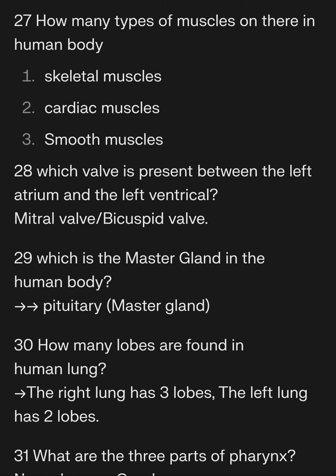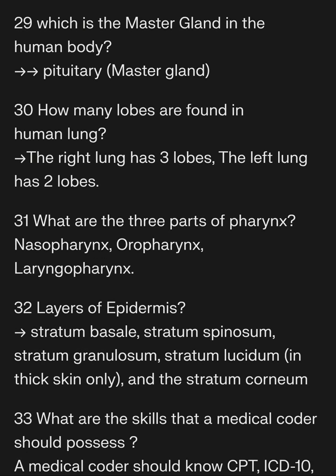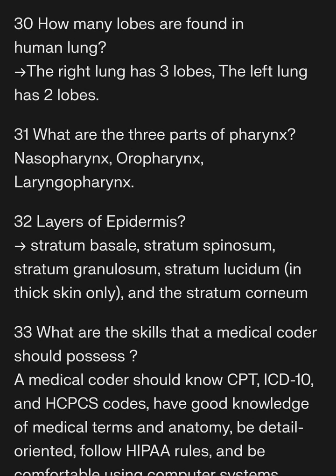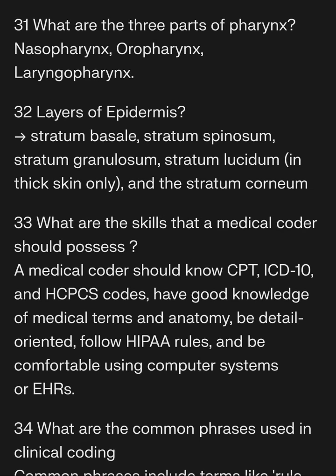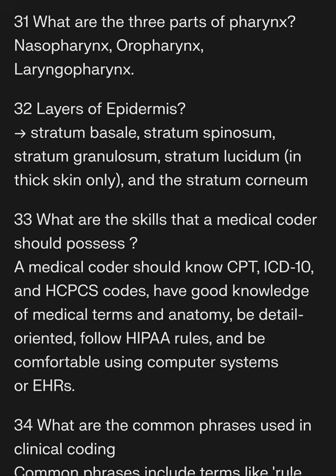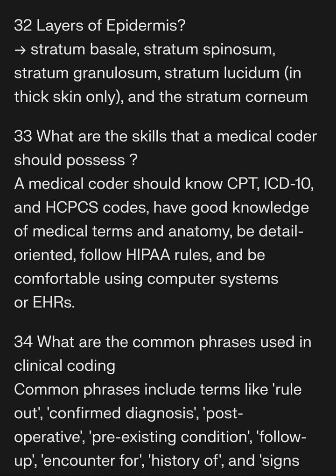29. Which is the master gland in the human body? Pituitary, the master gland. 30. How many lobes are found in the human lung? The right lung has 3 lobes, the left lung has 2 lobes. 31. What are the 3 parts of the pharynx? Nasopharynx, oropharynx, laryngopharynx. 32. Layers of epidermis: stratum basale, stratum spinosum, stratum granulosum, stratum lucidum in thick skin only, and the stratum corneum.